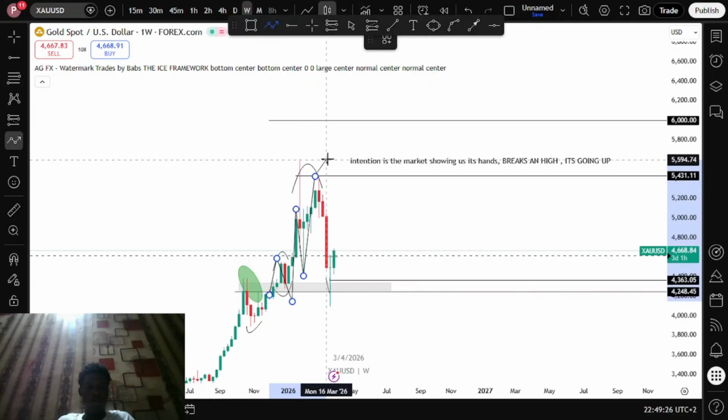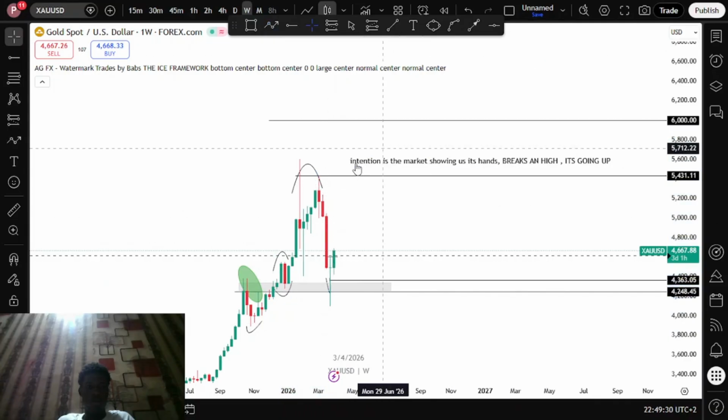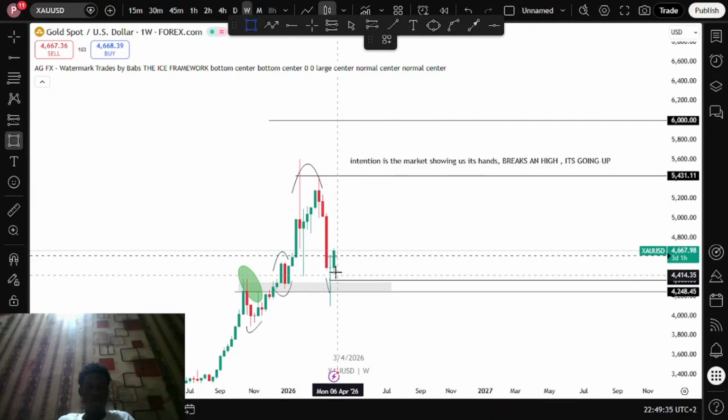And the next thing I said, this whole sell off that has been happening, I said it's a correction to give us another wave like this, and that wave should be more than this one. It should go up like this.